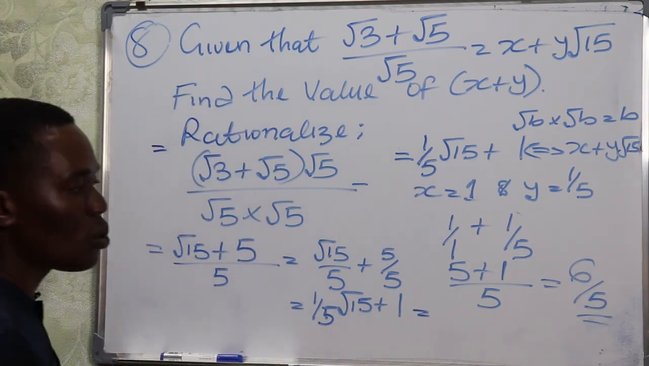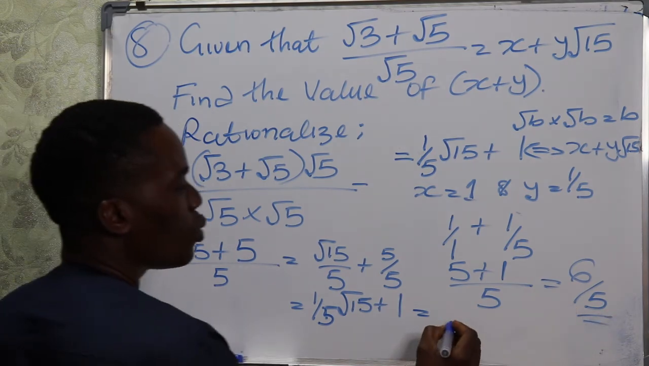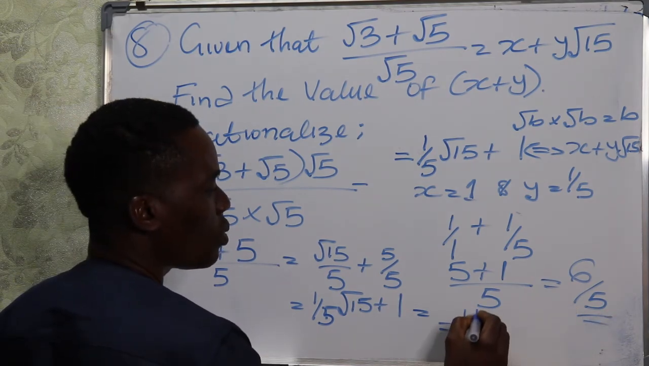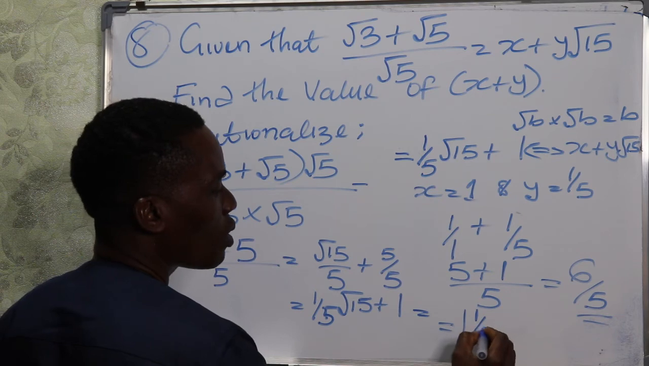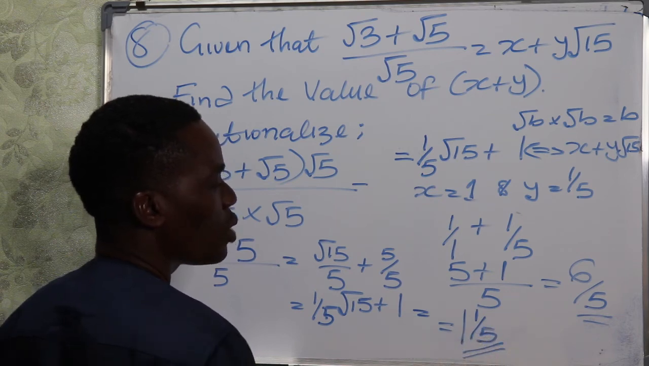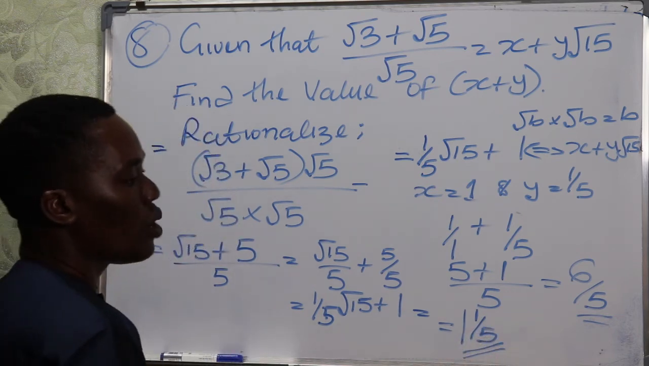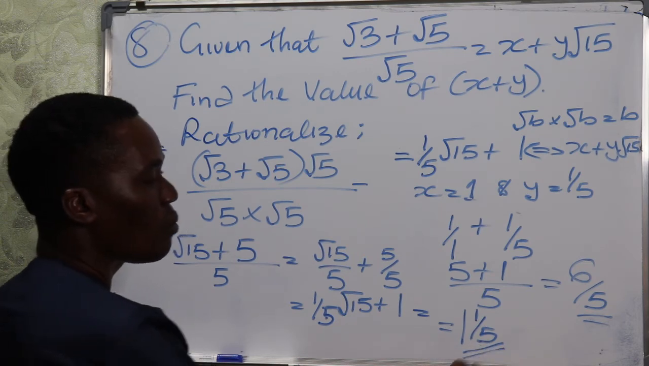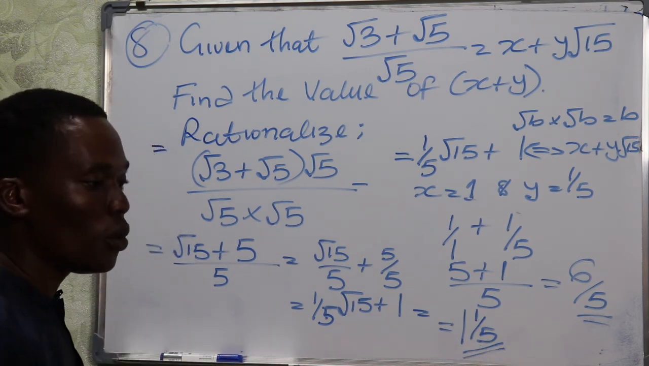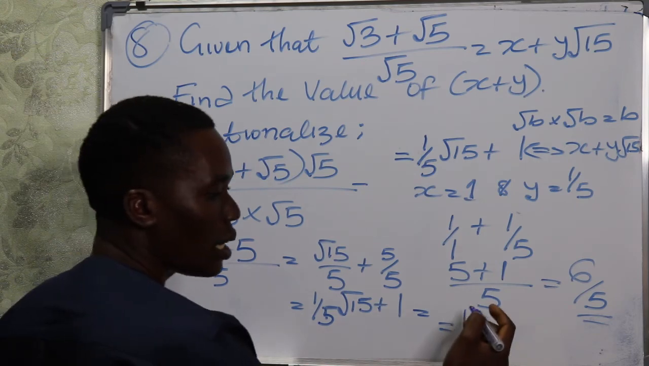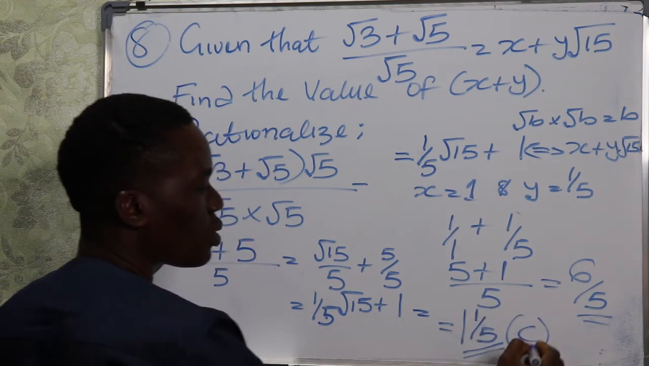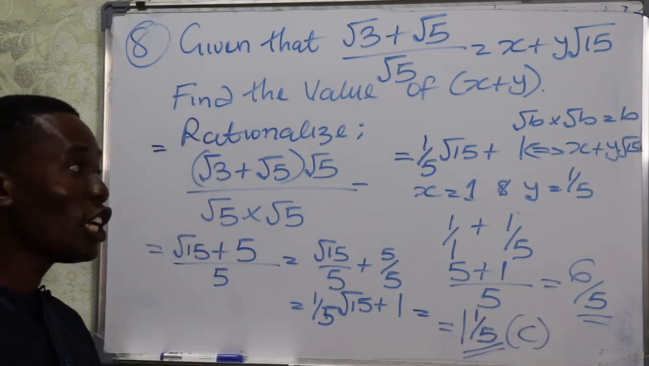Now if you check, that solution is not there, so you simplify further. That will give you one whole number, 1 over 5. You change it to a mixed fraction, and that will give you one whole number, 1 over 5. If you check it properly, you will see the answer there. And the solution to that question is C. You get it?